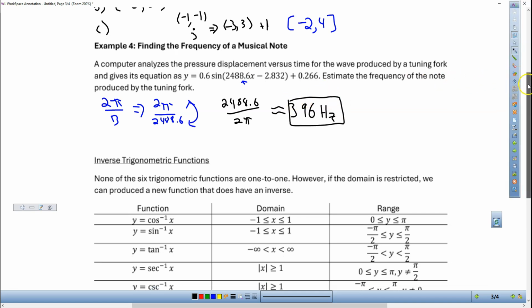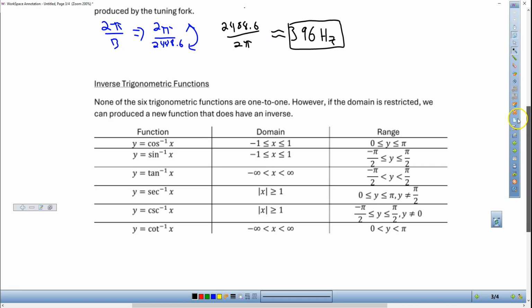Now, we've already seen these a little bit here, but we need, of course, to discuss inverse trigonometric functions. None of the 6 trig functions that we've looked at are one-to-one. All right, they're just not. If you draw that horizontal line test, they're going to fail. However, if we restrict the domain of those functions, we can find a new function that does have an inverse. So, for example, if I want an inverse of cosine, I can restrict the domain between -1 and 1, and my range will then be between 0 and pi.